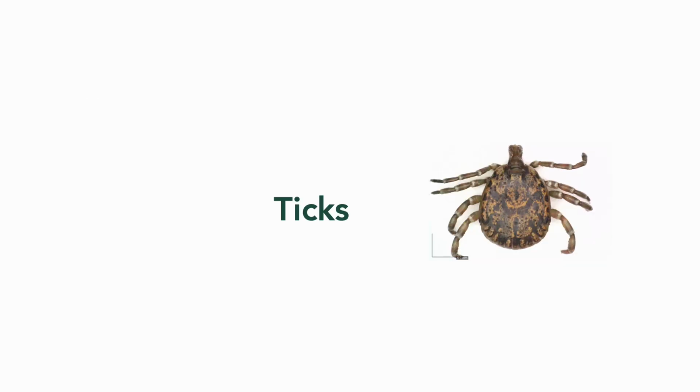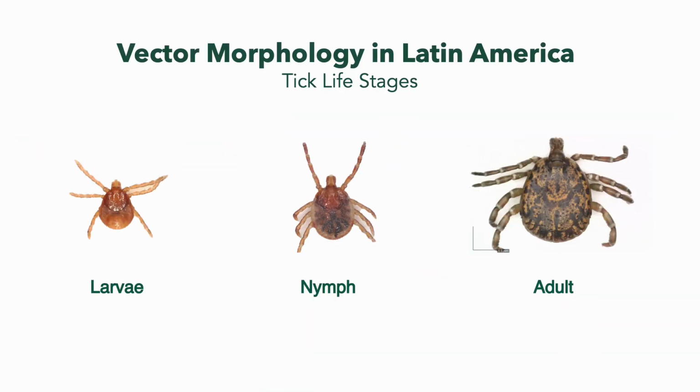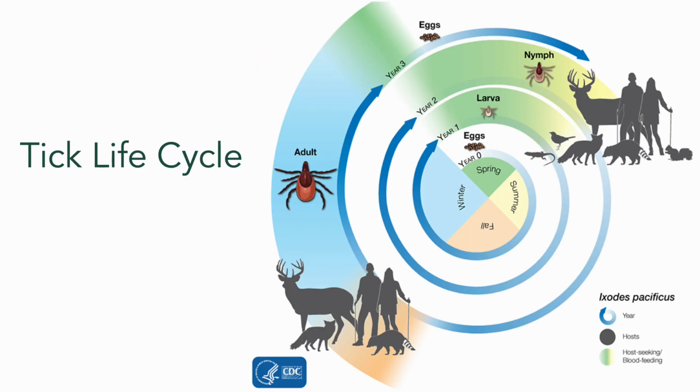Next, we'll shift to ticks, another major group of disease vectors. Ticks are vectors for diseases such as Lyme disease and Rocky Mountain spotted fever. Ticks undergo three active stages after hatching: larva, nymph, and adult, each requiring a blood meal before molting, and are more active during the spring and summer months.